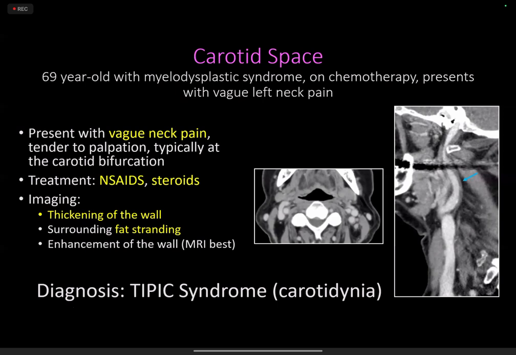So imaging, you're going to see thickening of that wall. You may see some subtle fat stranding around there. Oftentimes, you can see enhancement of that carotid artery wall with vessel wall imaging.